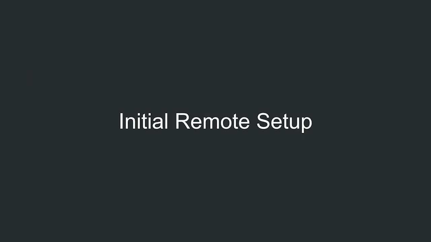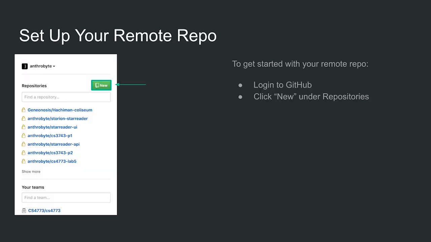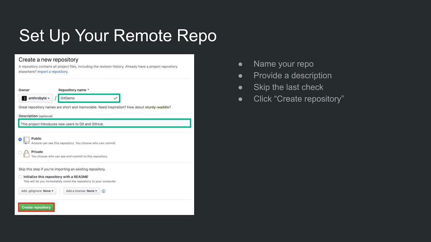All right, so let's take a look at our initial remote setup. For setting up your repo on GitHub, you just need to log into GitHub, create that account, and then whenever you have your account ready to go, you're going to click New under Repositories. On the next page, you'll name your repo. You'll give it a brief description about what your project is about. You're going to skip the last check that's regarding the README and then click on Create Repository.